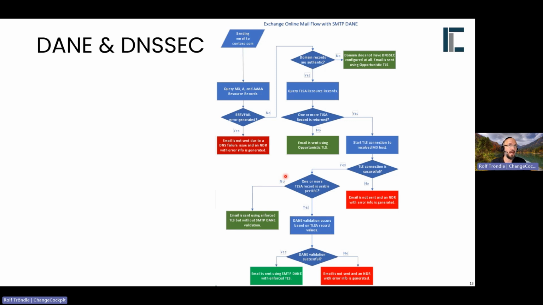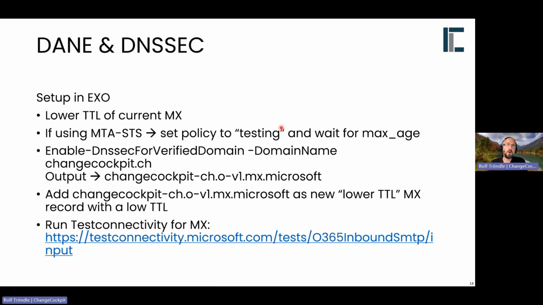So that's how the mail flow is going to send out an email. Anyway, this is on by default if you're sending out from Exchange Online today, and if the recipient has an RFC compliant TLSA record, then it will be used. So how do you set this up in Exchange Online? First of all, you lower the TTL of your current MX record, because we will replace your MX records during this procedure or during this implementation.